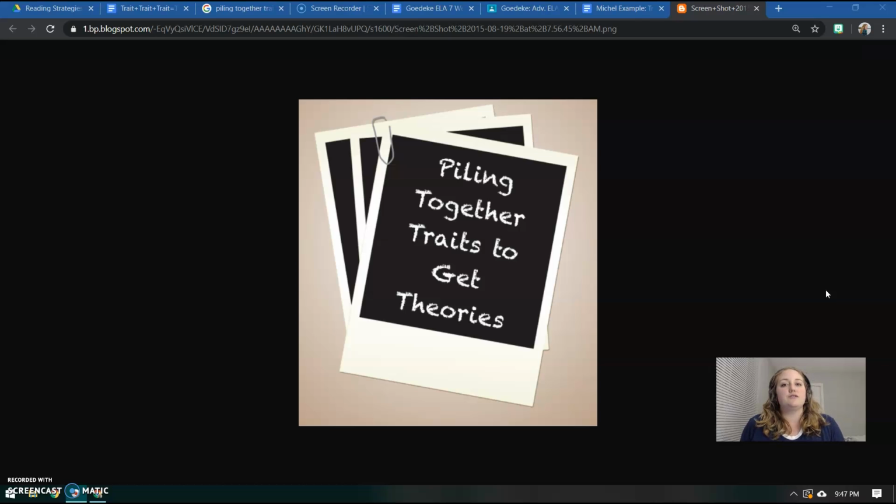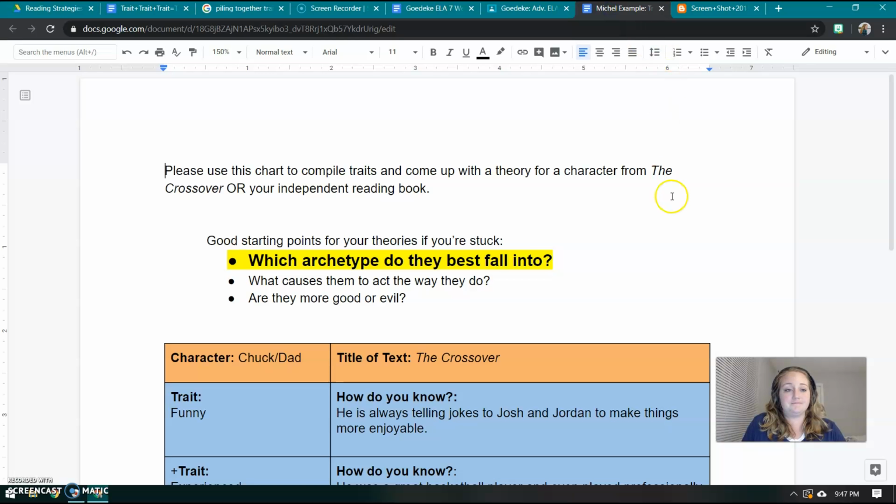So the point of this strategy is for you to craft a theory about a character based on a bunch of different small thoughts or small noticings or wonderings or traits that you notice about a character. So we're not just picking one point in the story where we're saying, oh, the character seemed this way right at this point in the story, I'm gonna theorize about them. No, you're piling together a lot of different traits or actions that you notice from your character throughout the book, and then making a theory based on that. I'm gonna show you more about what that means.